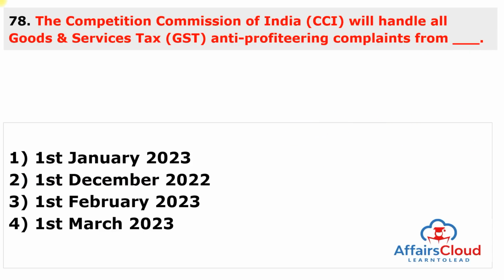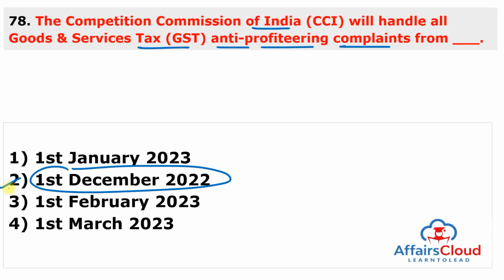Next question is, the Competition Commission of India will handle all goods and services tax anti-profiteering complaints from dash, and it is from 1st of December 2022. So the answer to this question is second. So the Competition Commission of India will handle all GST anti-profiteering complaints from 1st of December 2022, as the extended tenure of the National Anti-Profiteering Authority, or NAA, ends on 30th of November 2022.